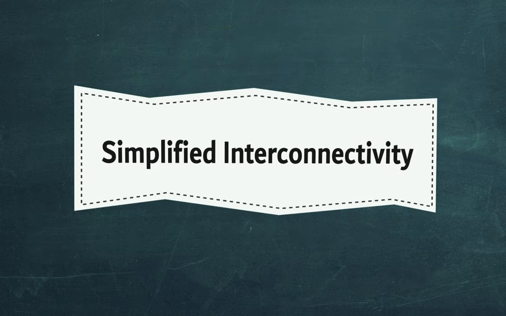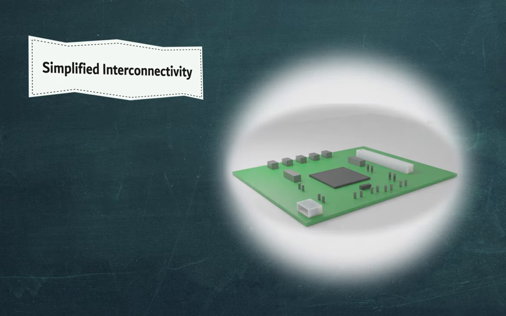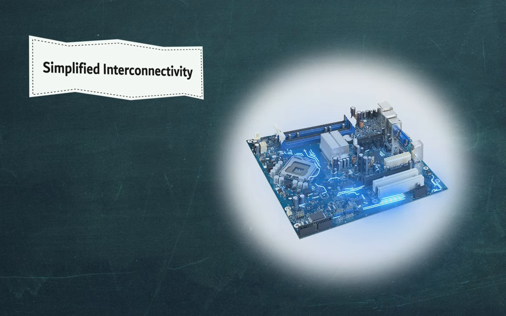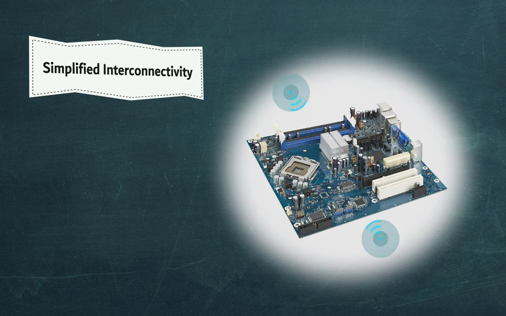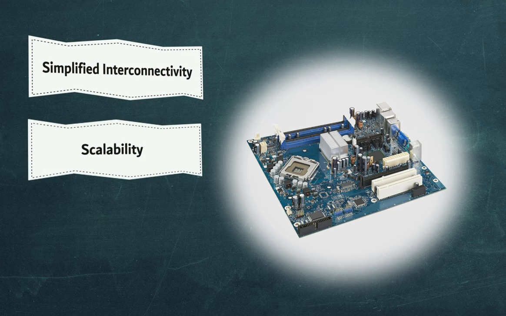Simplified interconnectivity. A backplane PCB allows for simple interconnectivity between multiple circuit boards or modules. By using a single board as a backbone, it reduces the need for multiple connectors and cables to be used to interconnect the system. This simplifies the assembly process, reduces the risk of signal loss, and improves overall system reliability.